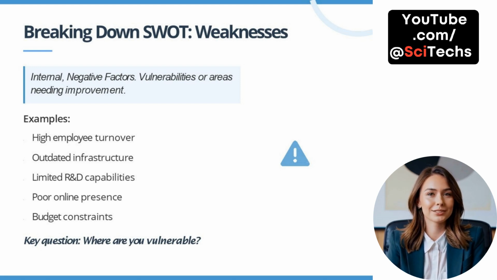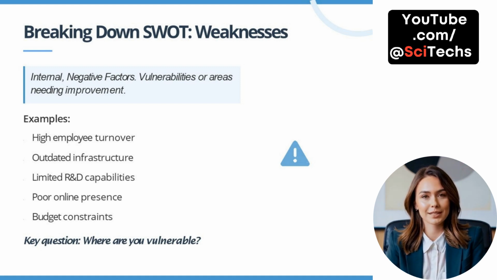Identifying weaknesses isn't about assigning blame, it's about making informed decisions on what to improve. Ask yourself, where are you vulnerable? For teams and organizations, acknowledging weaknesses early allows you to prioritize solutions, invest in development, or build partnerships that offset the shortfalls. In engineering and science environments where precision and progress matter, addressing weaknesses is essential to long-term effectiveness and resilience.